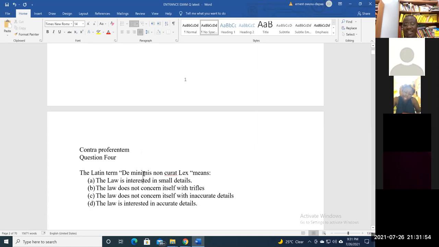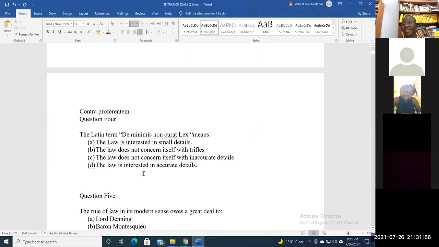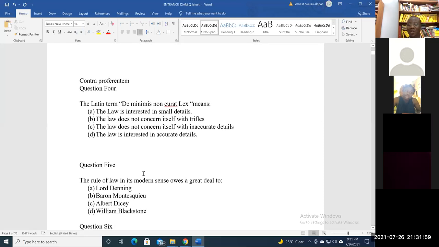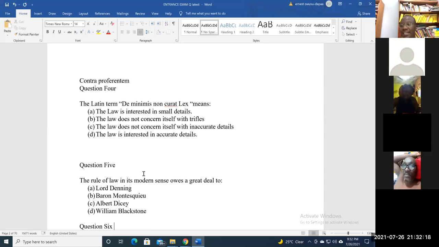So it's not about tiny matters. Just like maybe you have a contract, and there is a tiny, insignificant, inconsequential, insubstantial breach, and then you drag the other party to court. You would be met with the flag: de minimis non curat lex. We are not talking about pettiness. We are talking about significant, huge things.